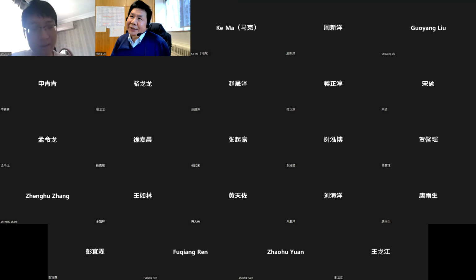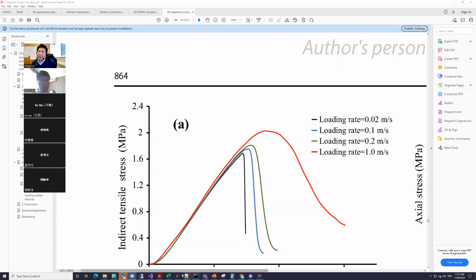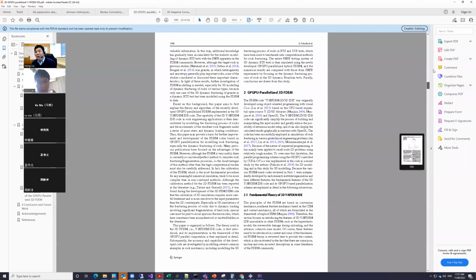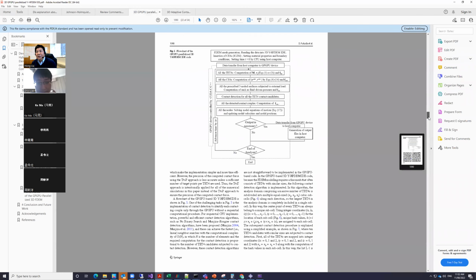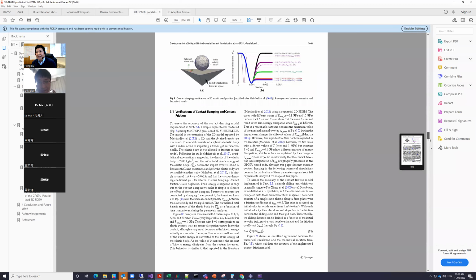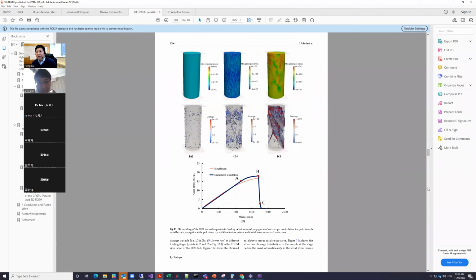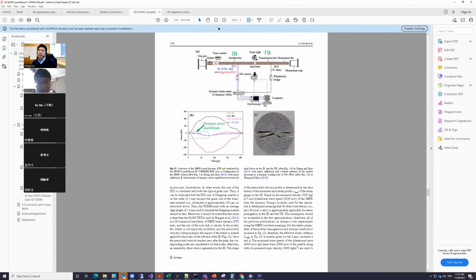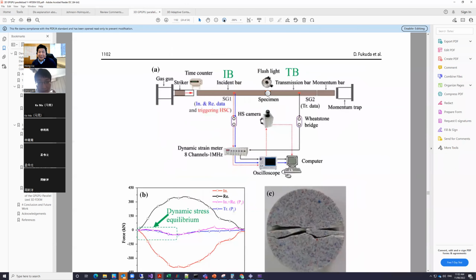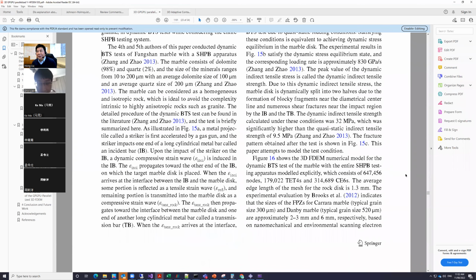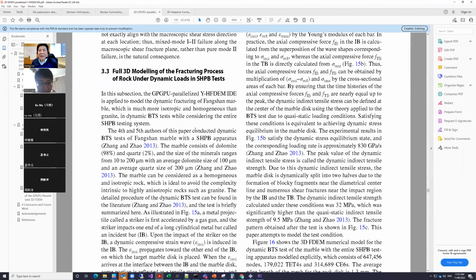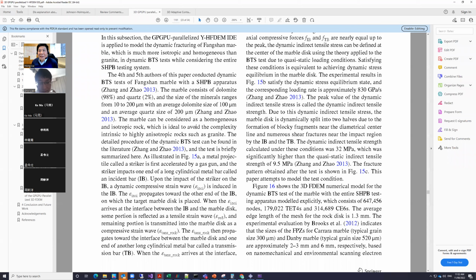Let me use one of our papers as an example. In this paper, we initially built the static uniaxial compressive test and the Brazilian test. After that, we built the dynamic model of one of the SHPB tests, for us to determine these parameters. These parameters are according to the experimental results.